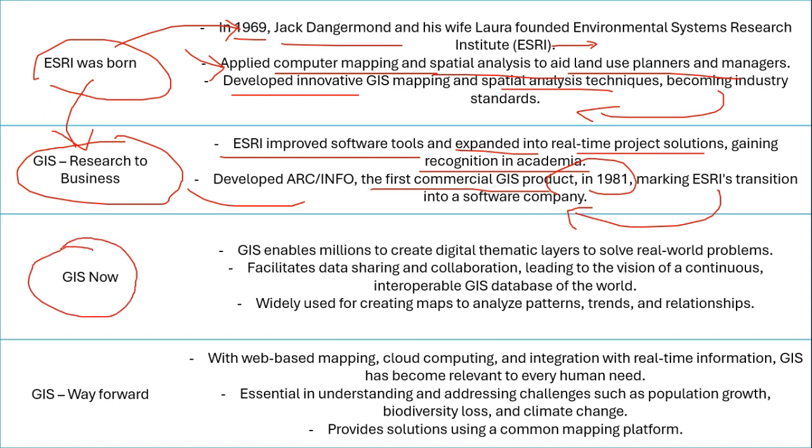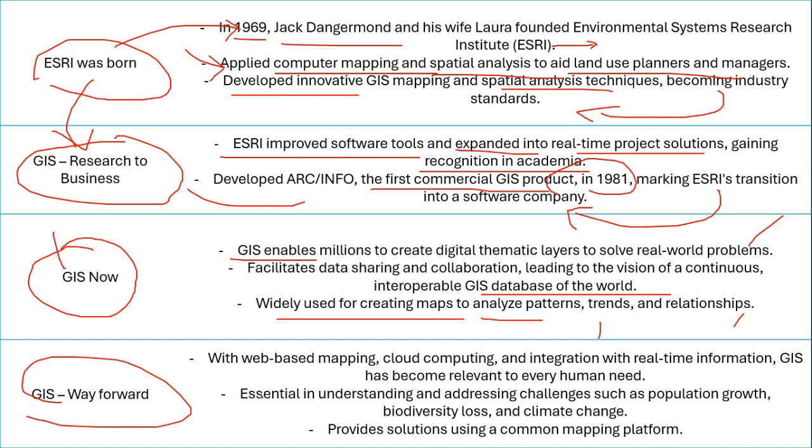So where is GIS now? Now GIS enables millions to create digital thematic layers to solve real world problems, and facilitates data sharing and collaboration, leading to the vision of a continuous interoperable GIS database of the world, widely used for creating maps to analyze patterns, trends and relationships. In the future, GIS is also working on web-based mapping, cloud computing, and integration with real-time information. GIS has become relevant to every human need. On a daily basis, GIS applications are used in Swiggy, Ola and Uber for navigation purposes.